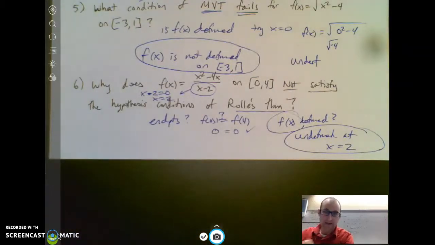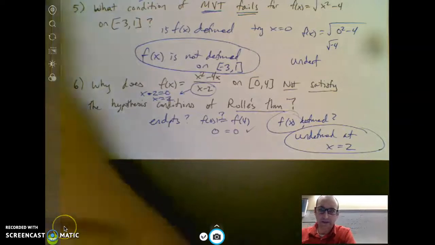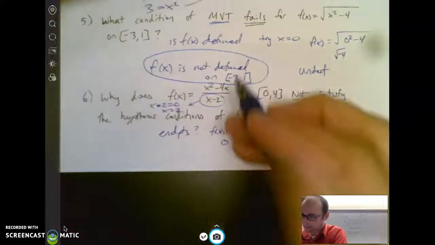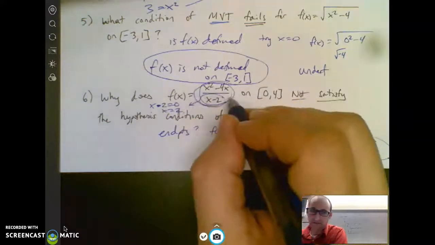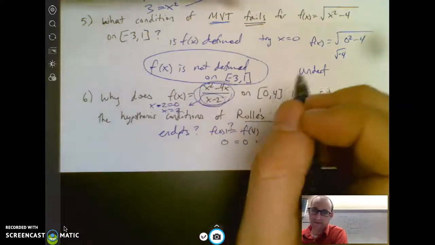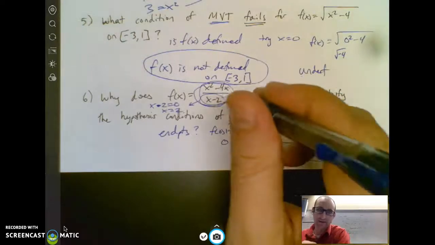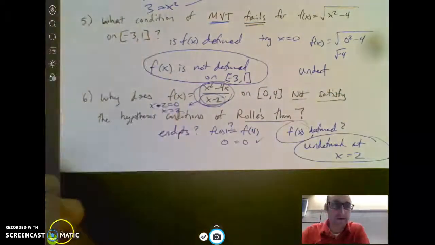So anyway, hope that helps. One type of problem I didn't have in here that I would like to is a problem that looks like this for a mean value theorem or a Rolle's theorem, where you have to take the quotient rule or something like that. All right, hope that helps.